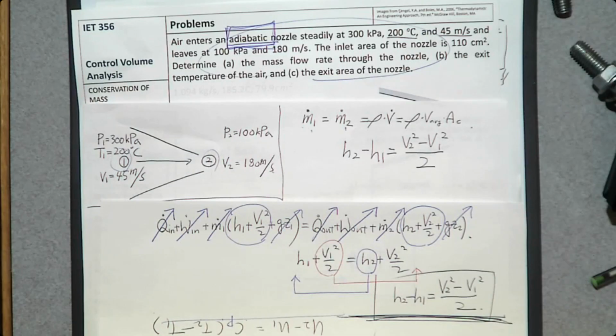Which one? What? Where? Oh, this one? Oh, I move this one to the left. Yeah, only these two survive. And I move this H to the left and velocity to the right.